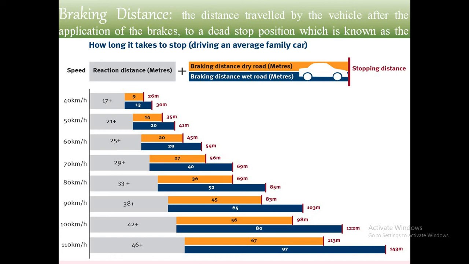For example, then here wet road: 17 plus 13, that is 30 meters. So more distance is required on the wet road compared to the dry road. For example, 110 kmph: 46 is the reaction distance in meters, 67 is the braking distance on dry road, and 97 is on wet road. So the stopping distances are 113 meters and 140 meters. So the derivation is there here.